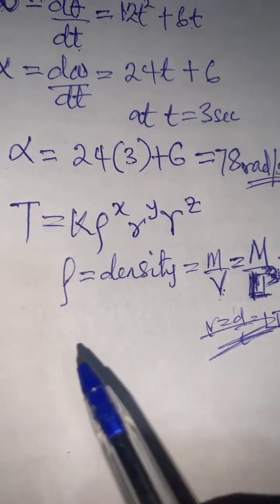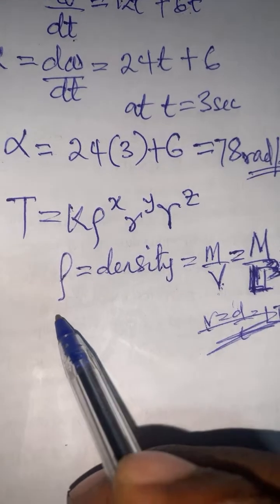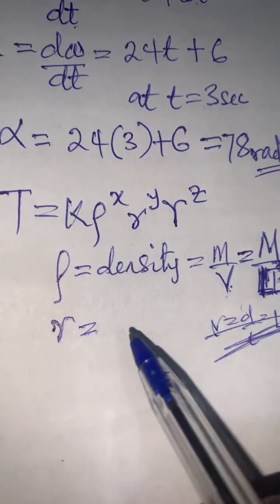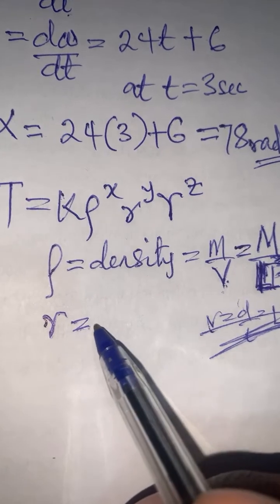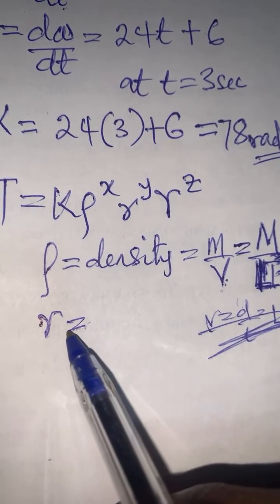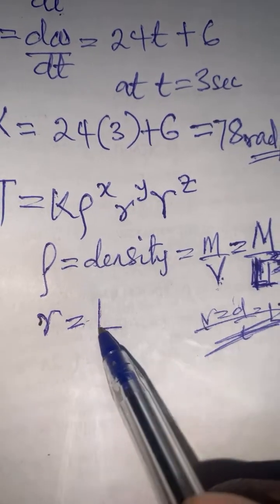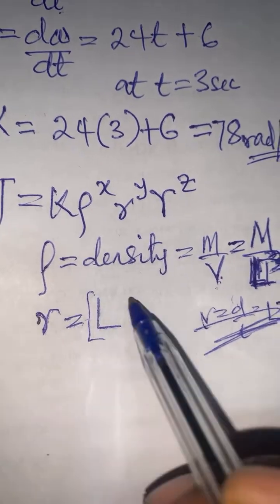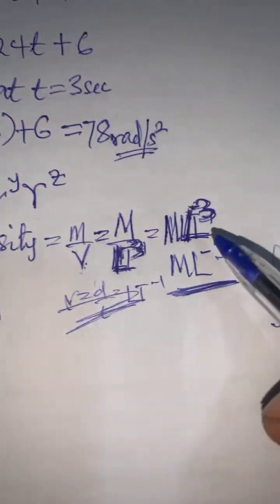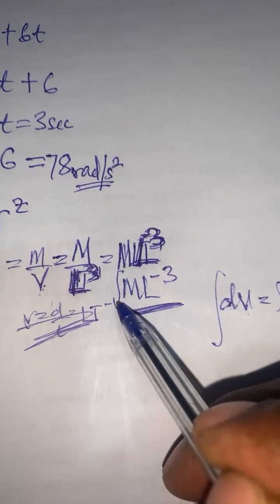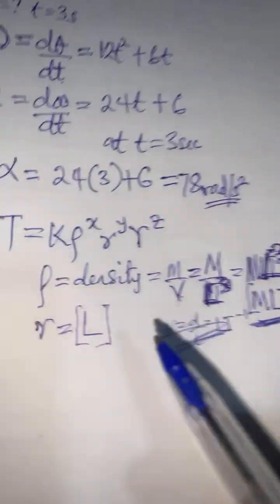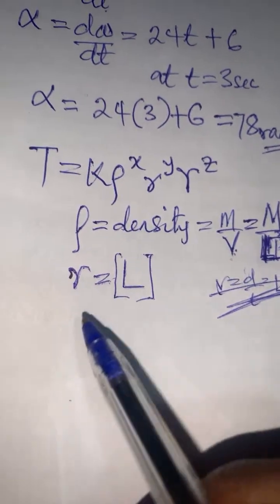So the next one we have is r. r is for distance or for radius. As much as anything is measured in meters, the dimension is L. That's for radius.